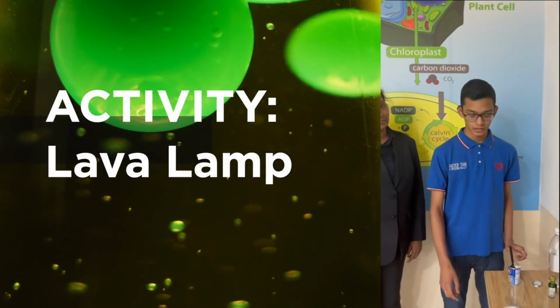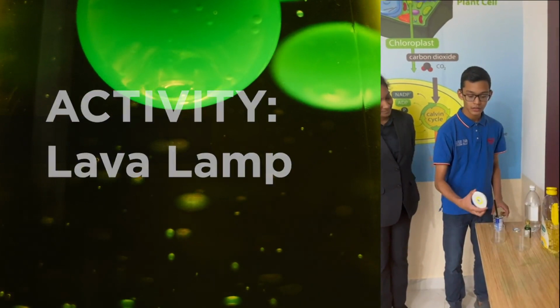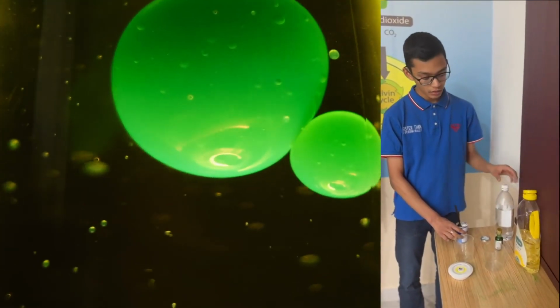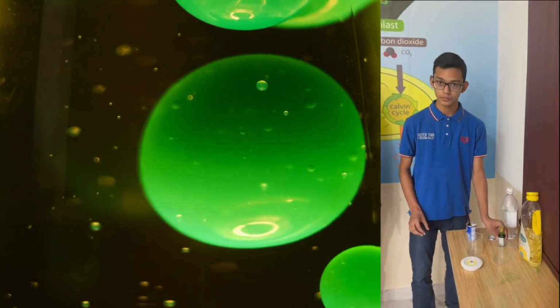Represent the activity of lava lamp. So first we need a LED lamp, 2 beakers, sodium bicarbonate, cooking oil, vinegar and food color.